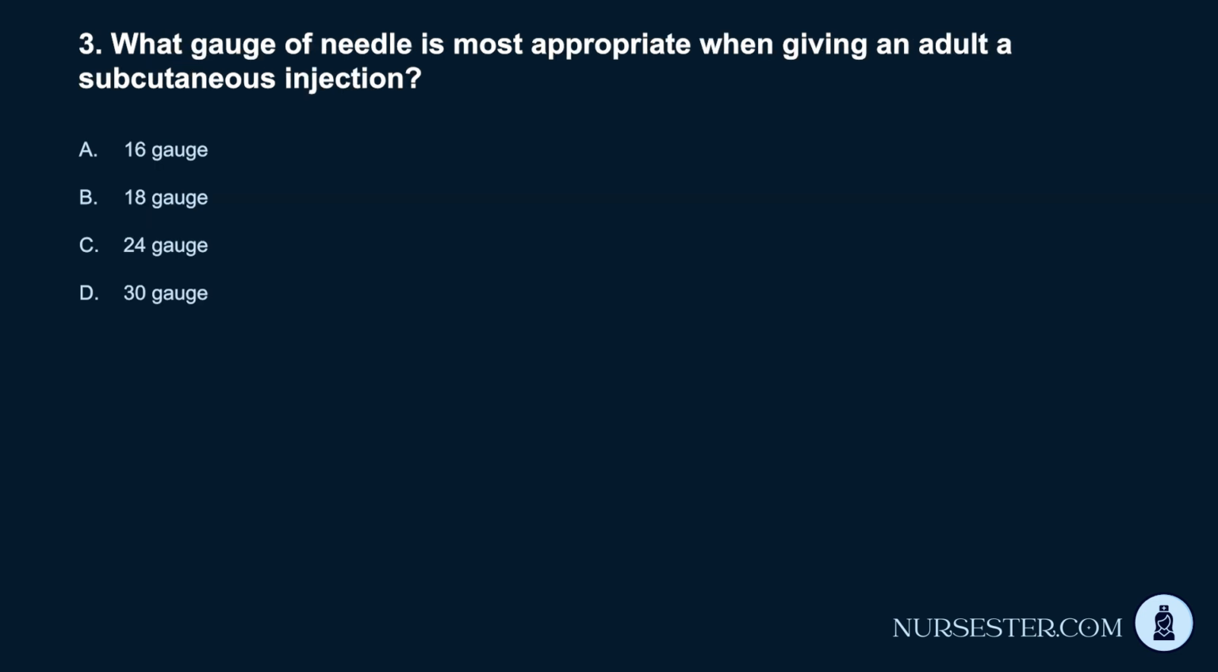3. What gauge of needle is most appropriate when giving an adult a subcutaneous injection? A. 16 gauge. B. 18 gauge. C. 24 gauge. D. 30 gauge. Correct answer, C. 24 gauge.